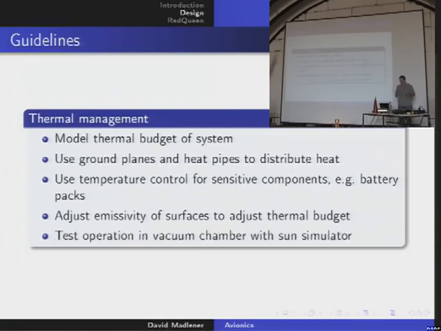And of course, test the operation in a vacuum chamber with a sun simulator. So put a 1 kilowatt lamp and shine it on your electronics in vacuum, and you will see that something will happen to this board. It will heat up enormously.